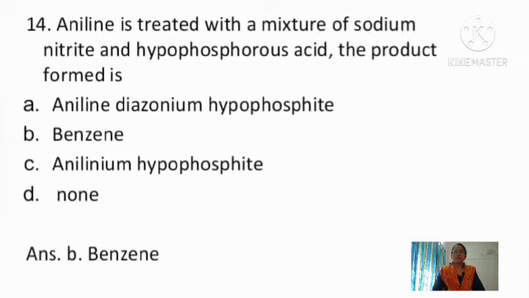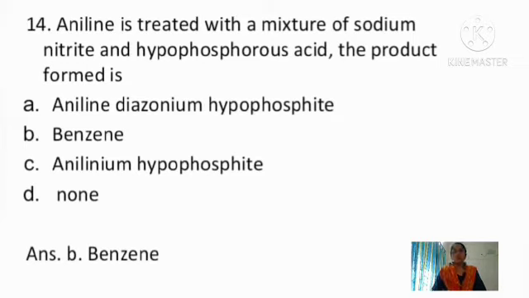To the next question, that is: aniline is treated with a mixture of sodium nitrite and hypophosphorous acid, that is H3PO2. The product formed is: A option is benzene diazonium hypophosphite, B option is benzene, C option is anilinium hypophosphite, and D option is none.